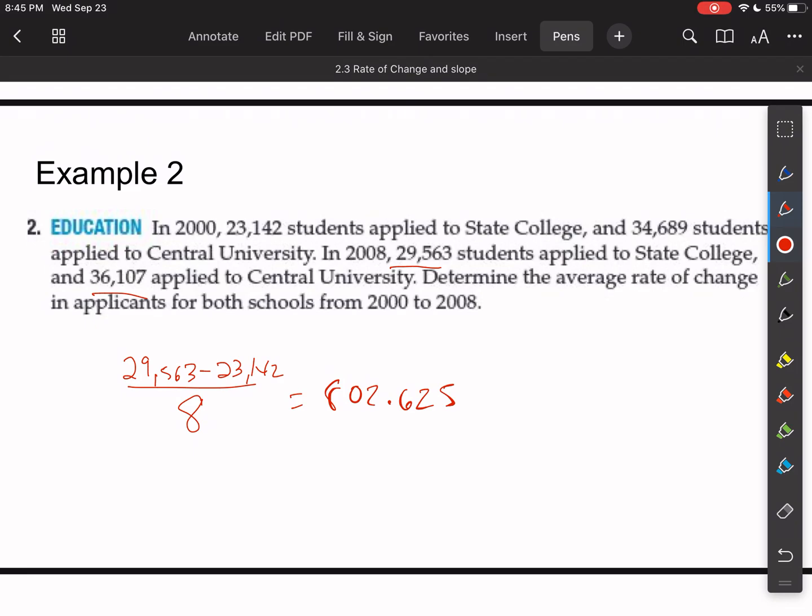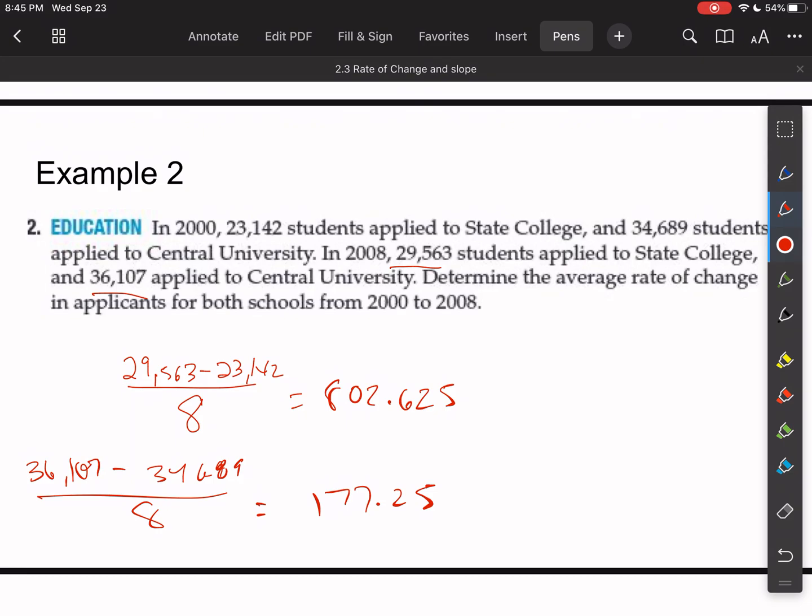Okay, then let's do our other one. So our other one would be 34,689 and then 36,107. Subtract those, divide by 8 as well. Okay, so 36,107, putting this in my calculator, minus 34,689, divided by 8, I get 177.25.